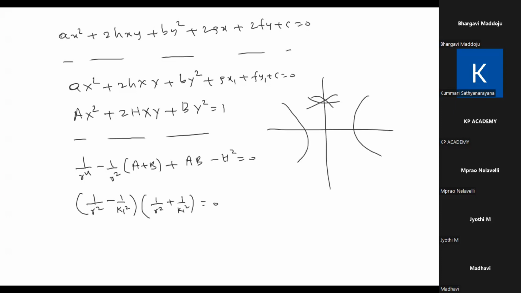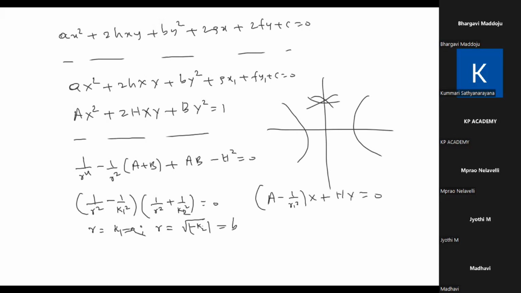Then in that case, what happened? r is equal to no doubt k1, and the other r is root of minus modulus of k2. This way we have to do. This is b, this is a. Then the remaining properties are the same, like the equation of the transverse axis. The remaining part is the same as the ellipse.